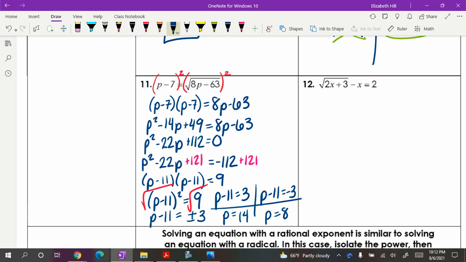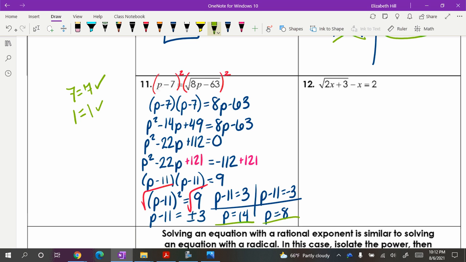If I go up and try them out, 14 minus 7 gives us 7. And 8 times 14, and subtract 63 from that, does give me 49. The square root of 49 is 7, so that one indeed does work. Now 8: 8 minus 7 gives us 1. And if I take 8 times 8, that's 64. 64 minus 63 is 1. The square root of 1 is 1. So here we get a situation where both of them are solutions.